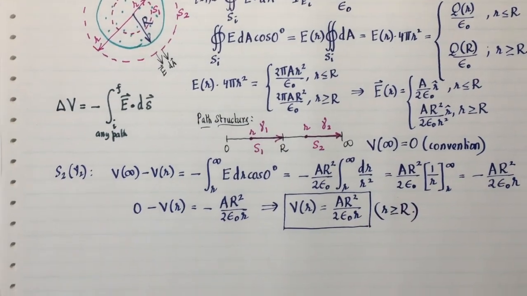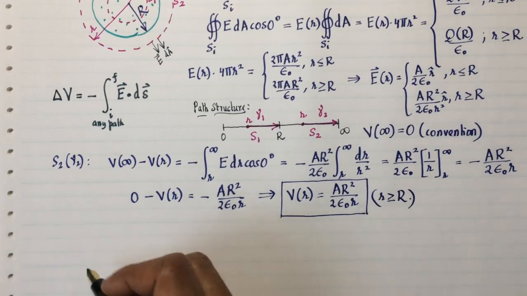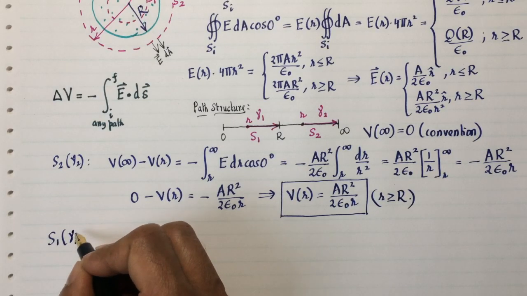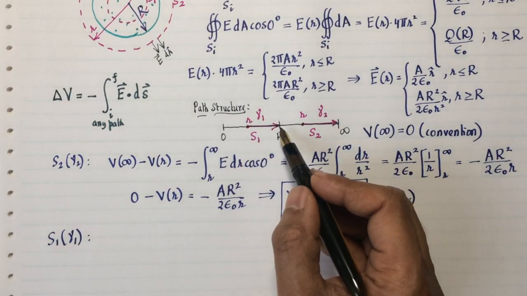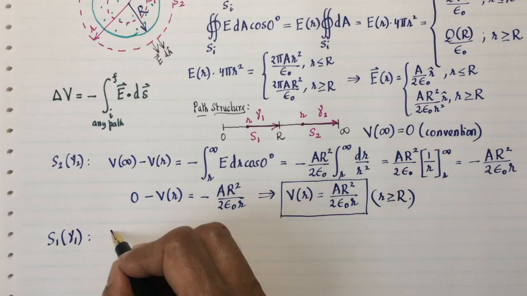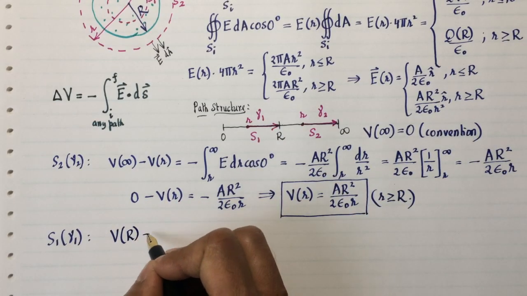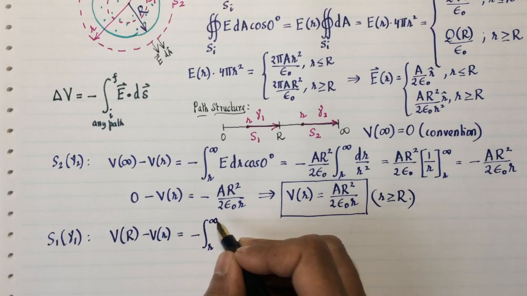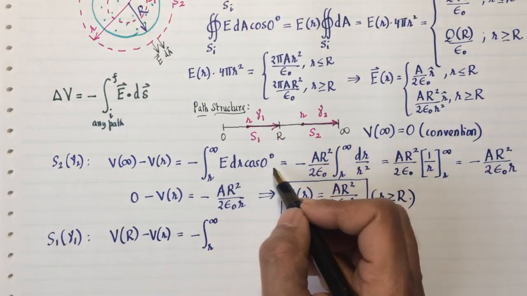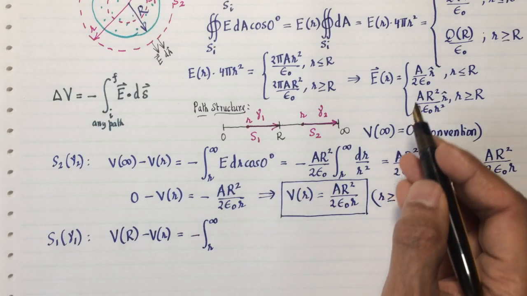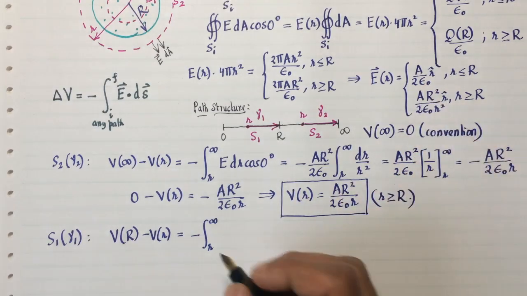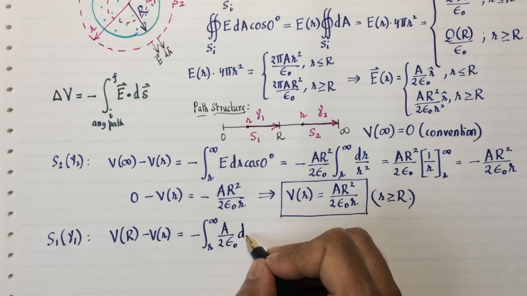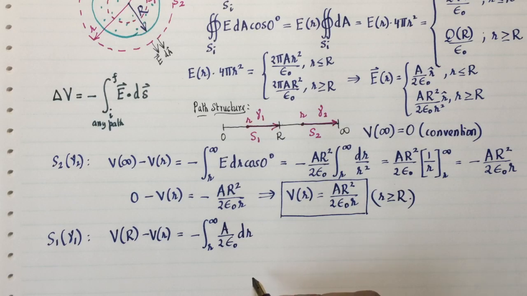Our next calculation will give us a potential inside the sphere as well. So that's for the Gaussian surface S1 with the path gamma 1. So that's V of r, the delta V is V of capital R minus V of little r, equal to negative integral r to infinity, the same deal, E times dr times cosine 0 degrees. And let's find out what E is. E, I have to use that one this time. So it's a over 2 epsilon naught times dr. And that's all there is to do.